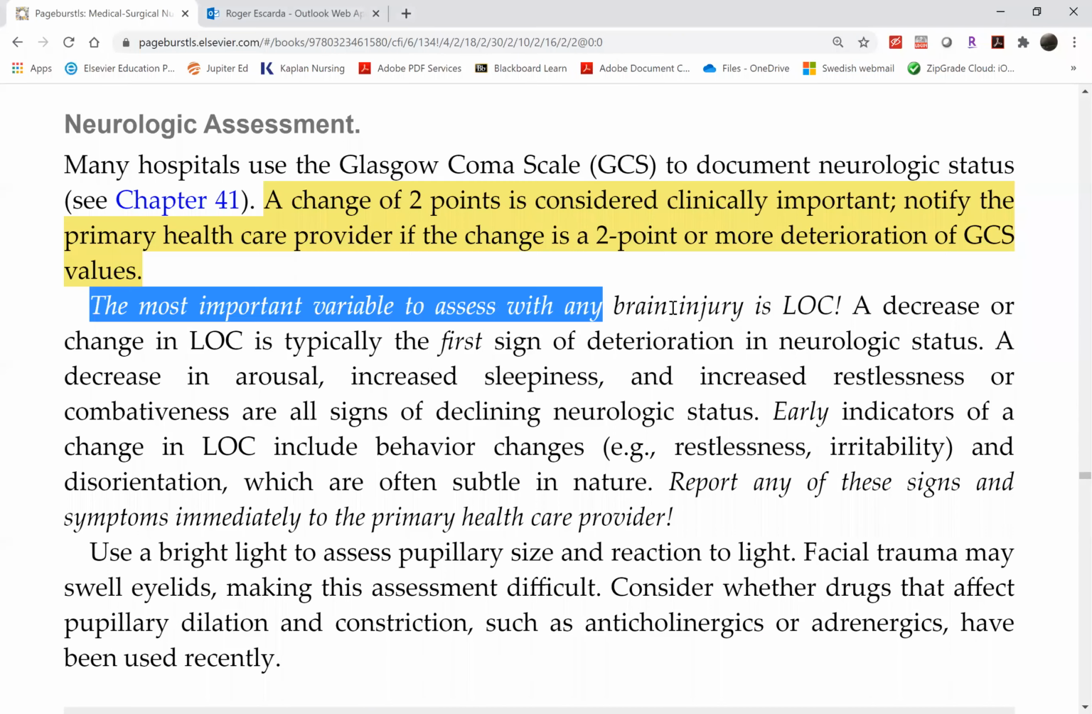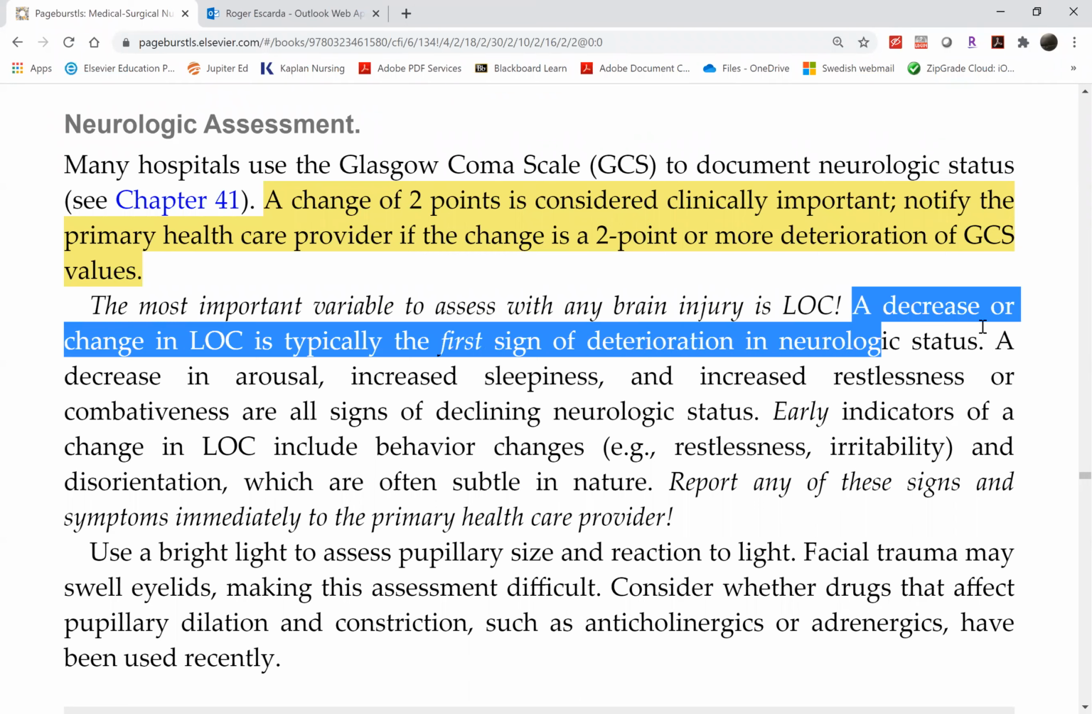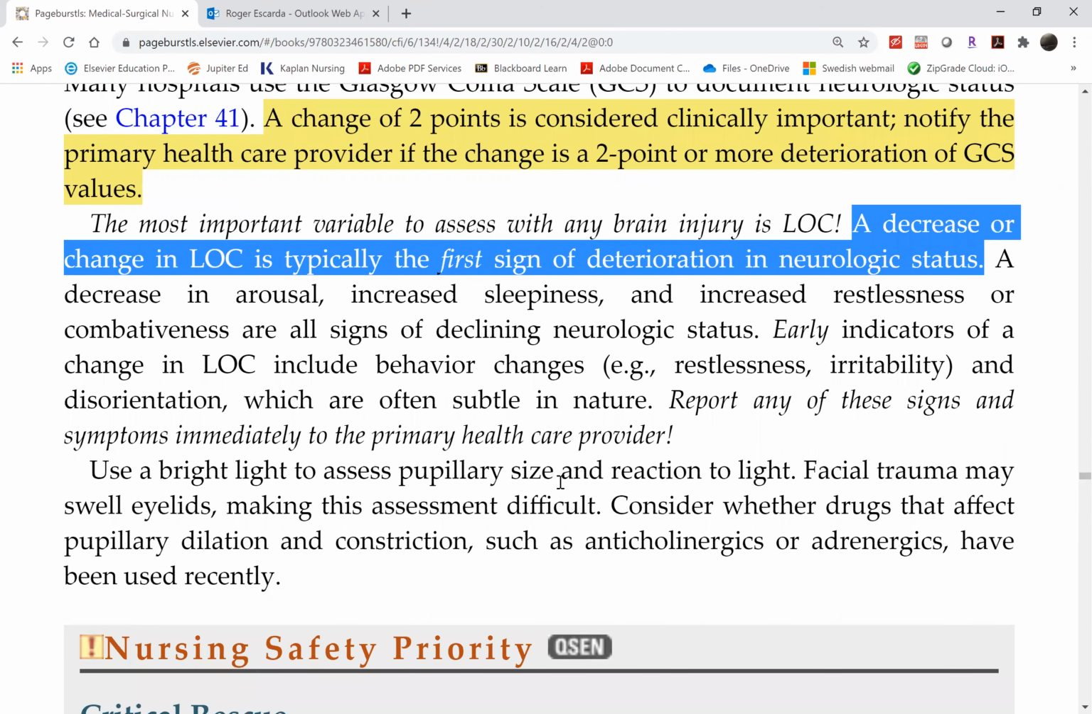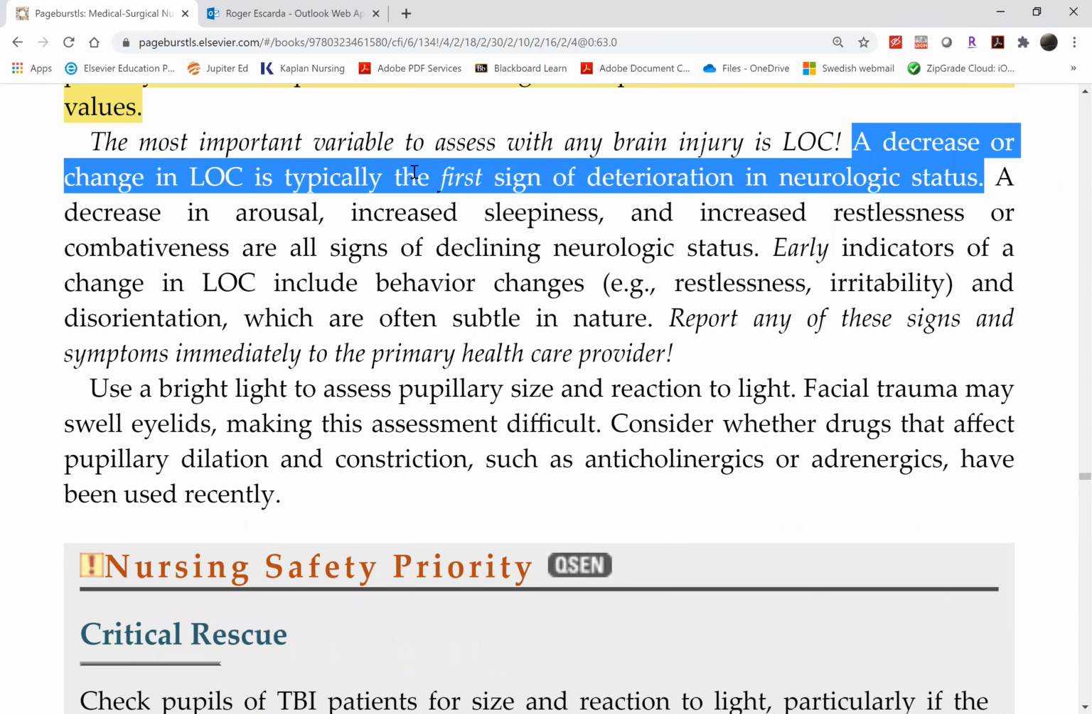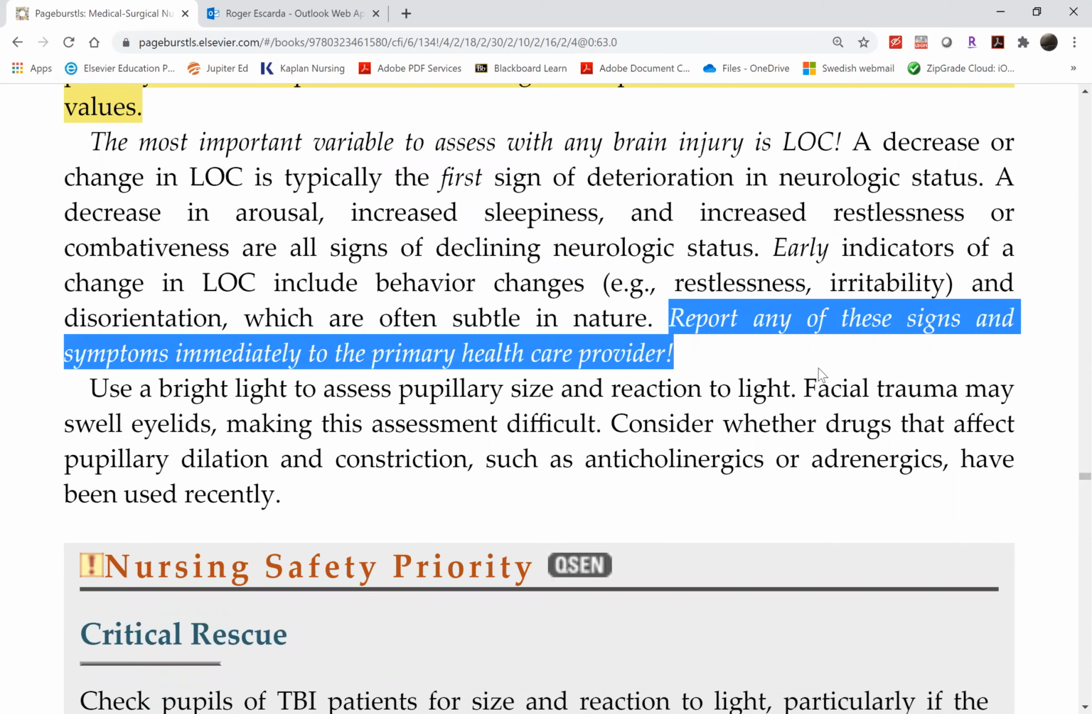This statement right here, where it says most important variable to assess is LOC. Remember earlier when we had brain herniation, which is a sign of a really serious ICP increase, because now your brain is pushed out of the skull. And this is usually the earliest sign of increased ICP: there will be a change in the level of consciousness. Now it's just a matter of how big or small that change is. Any decrease or change in the LOC is usually your first sign, or the earliest sign, especially of a deterioration in your neurologic status. If it's an improvement, all good, but what if it's a deterioration? Your next action after seeing that, of course, will always be to report that change to your doctor.